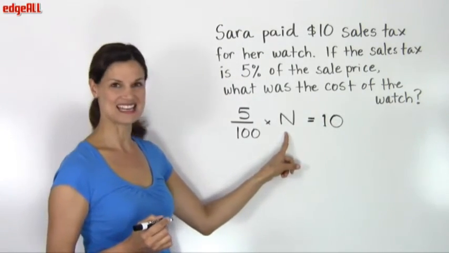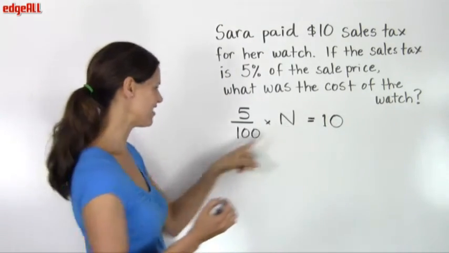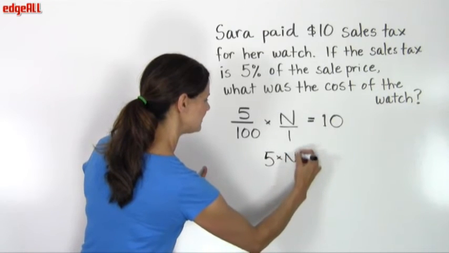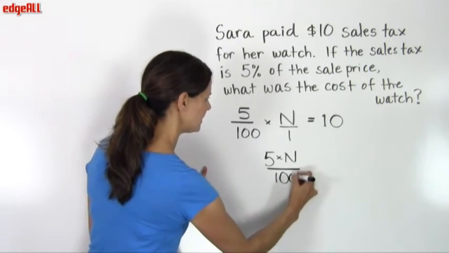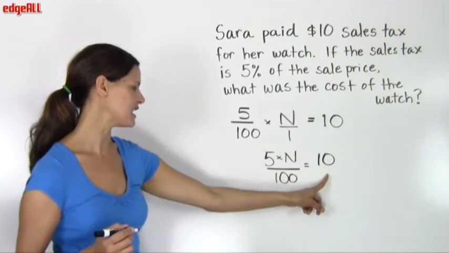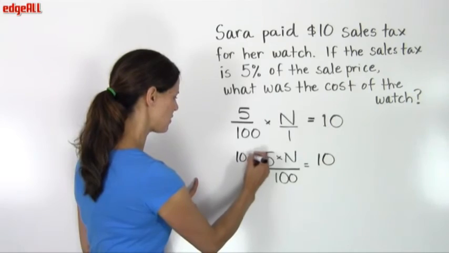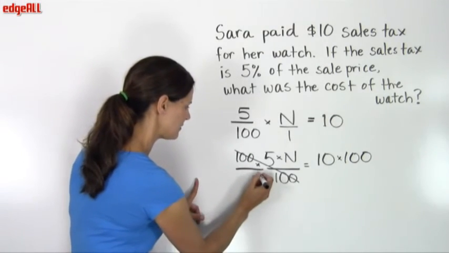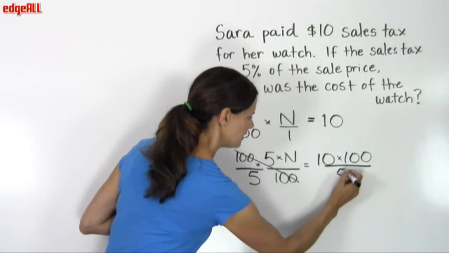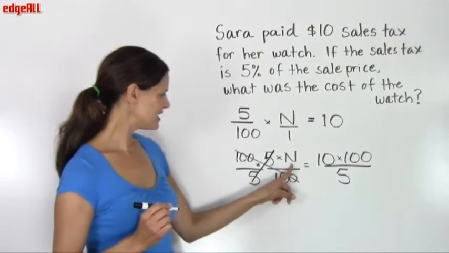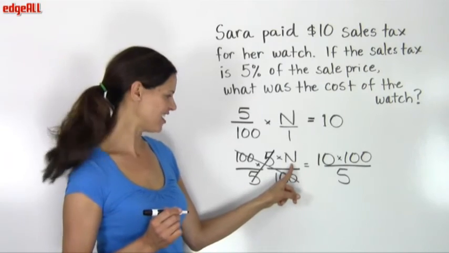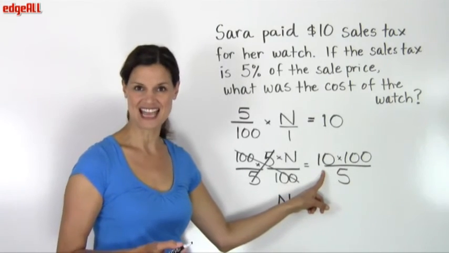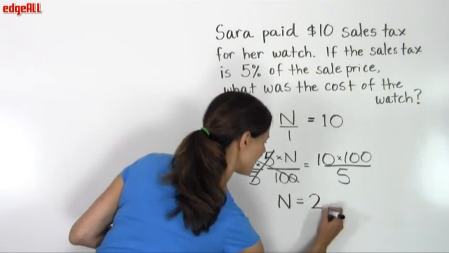So we now simply need to solve this problem for n, just like we did in our other problems. So I'm going to place n over 1, and in my numerator I have 5 times n. In the denominator I have 100. And then I have 10 still on this side of the equal sign. I multiply both sides by 100 in order to cancel this 100, and I divide both sides by 5 in order to cancel this 5. So now I have solved this equation for n, and I have n all alone by itself on this side of the equal sign. Once I perform my calculation of 10 times 100 divided by 5, I find that n equals 200.